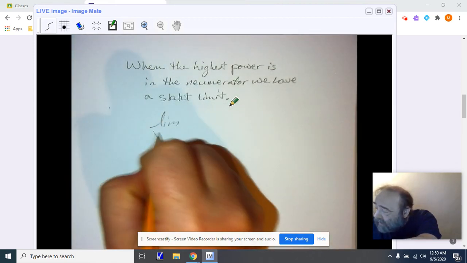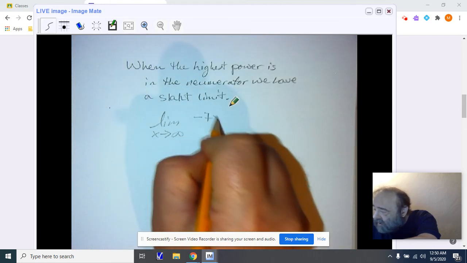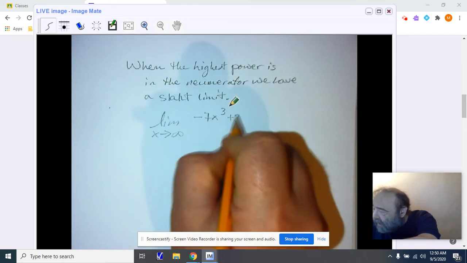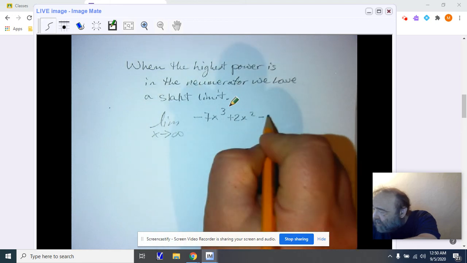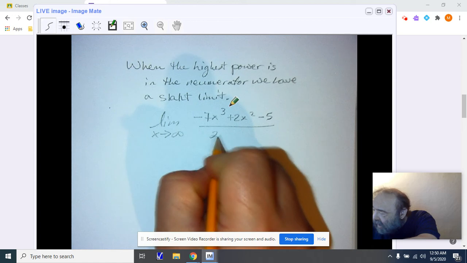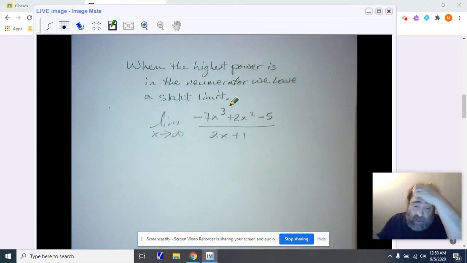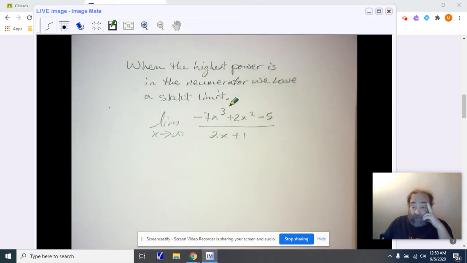The limit as x approaches infinity, and we're going to put negative 7x to the third plus 2x squared minus 5 divided by 2x plus 1. Now, when we're doing this, we want to do a little bit of a mimic of long division.